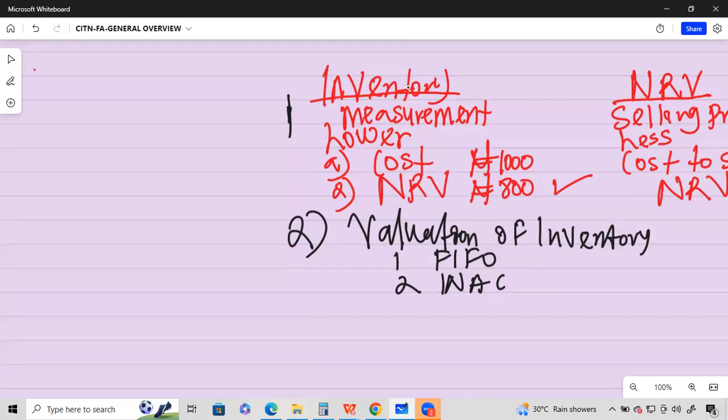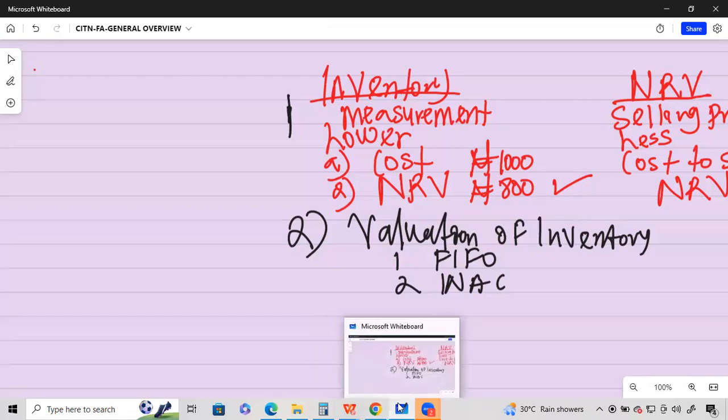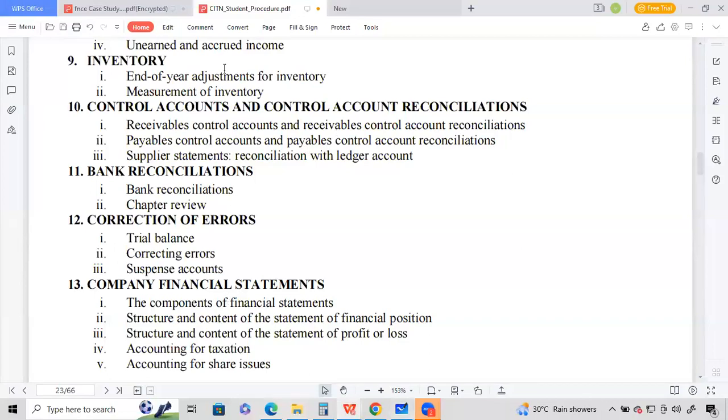So when we get to IAS 2, we'll be looking at this. Then the third thing that we are going to be talking about in IAS 2 is the prior adjustment. We are also going to be learning about some adjustments.